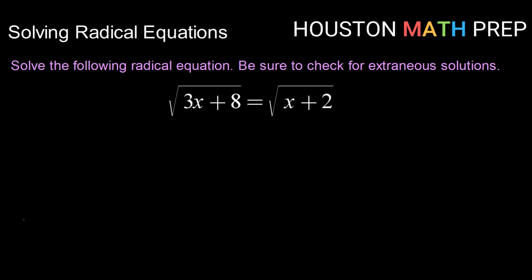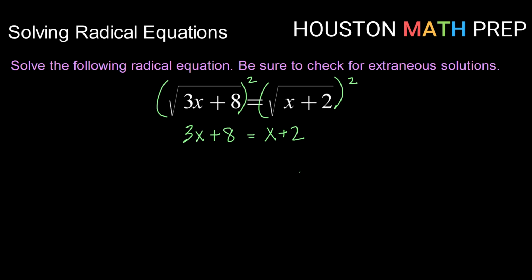So normally we would say that our first step is to isolate the radical on one side. But in this case, we can't do that because we have a radical on both sides, so we'll go ahead and skip right to step 2, which is to square both sides. So squaring both sides, I know that square cancels out square root, and I get 3x plus 8 equals x plus 2, since square and square root cancel out.